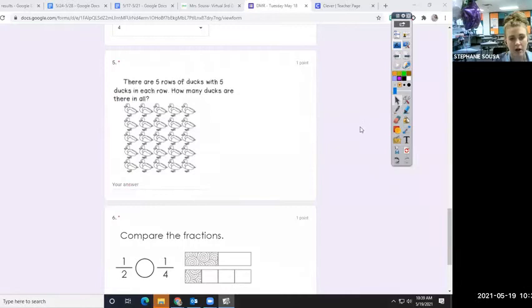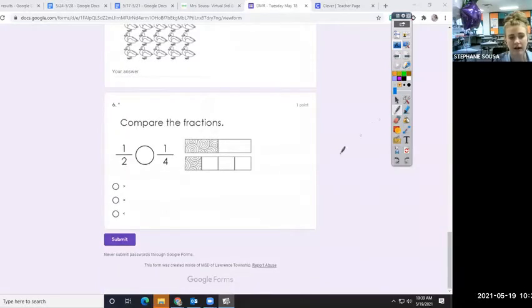Next up is our comparing fractions. This is our final one. We have 1/2 compared to 1/4. We have our greater than, equal to, and less than symbols.